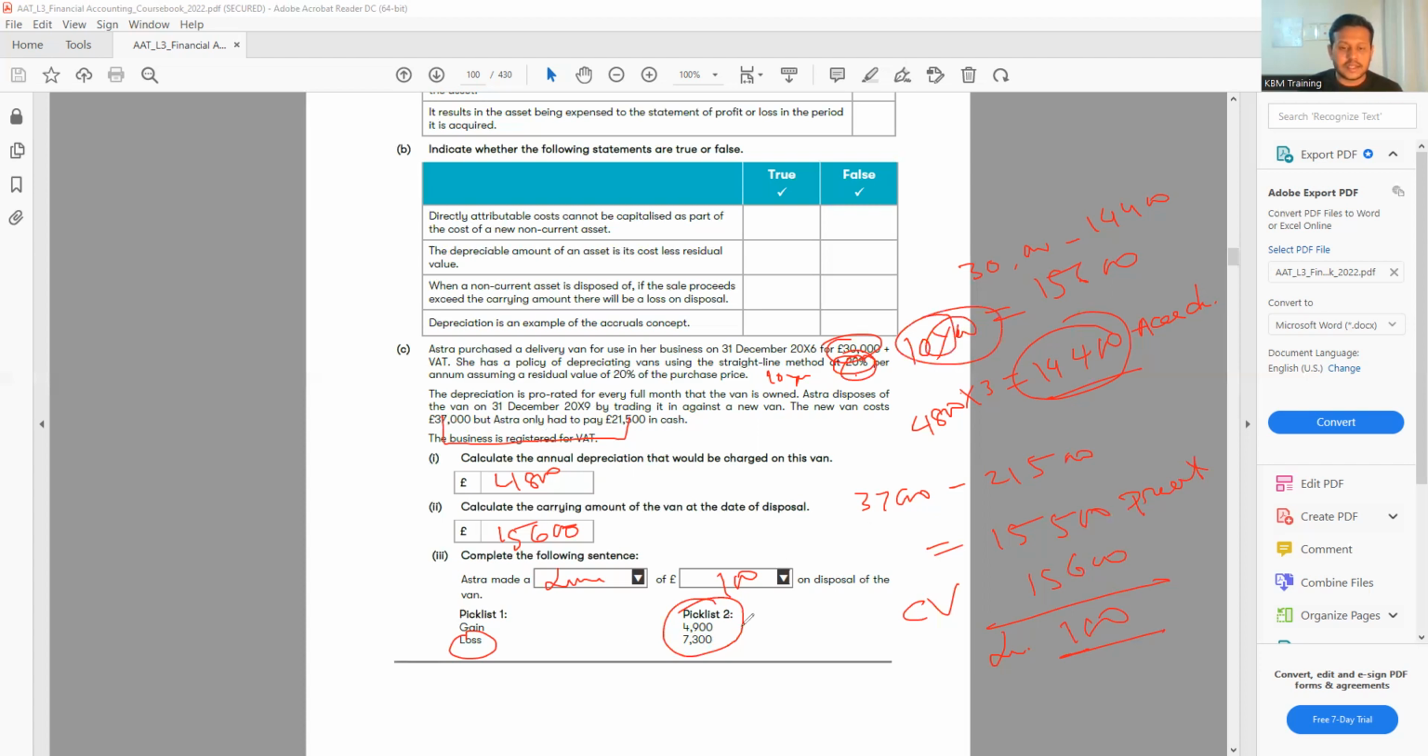If it is 10 years, the answer will be different, 7,300. But if we use the 20%, then it will be a £100 loss. But you need to know how it works. We need to know the method, because in the exam it's not going to be the same question. It could be a different question. We need to know how it works.